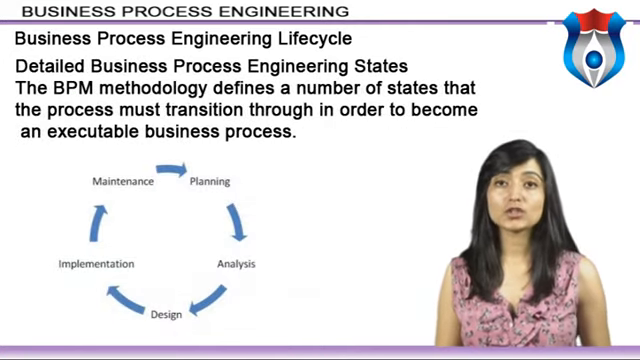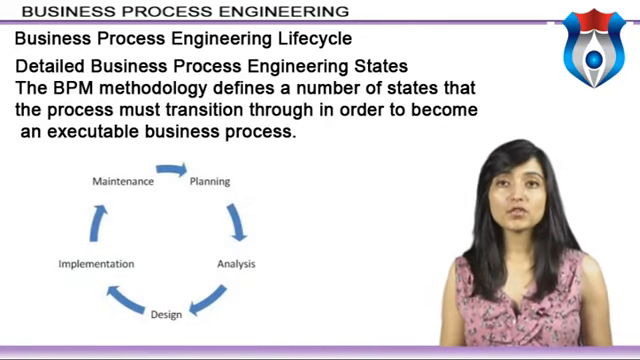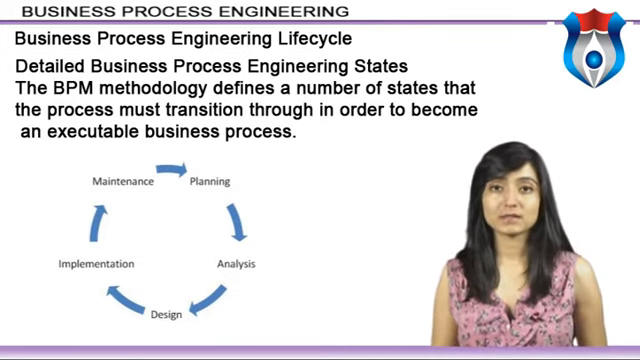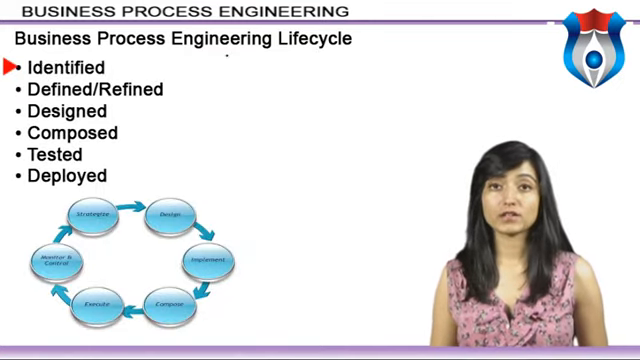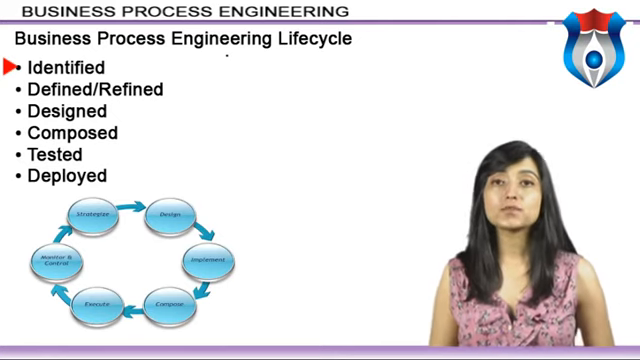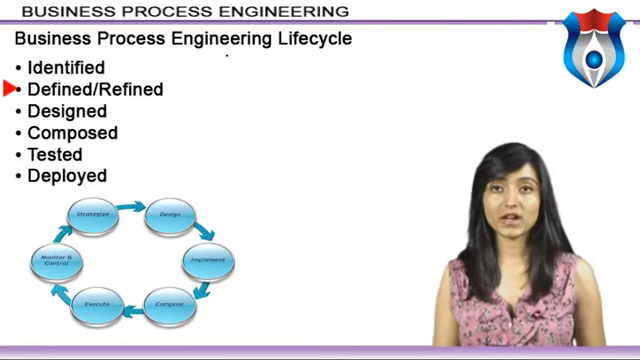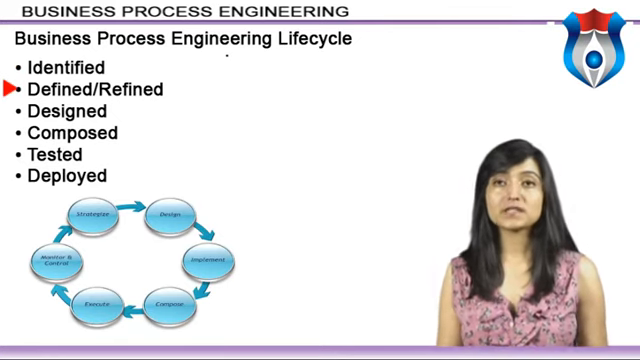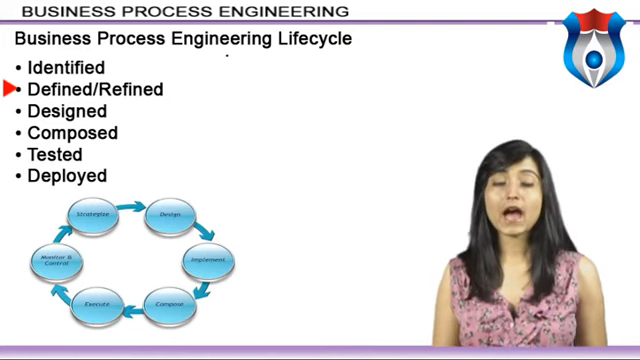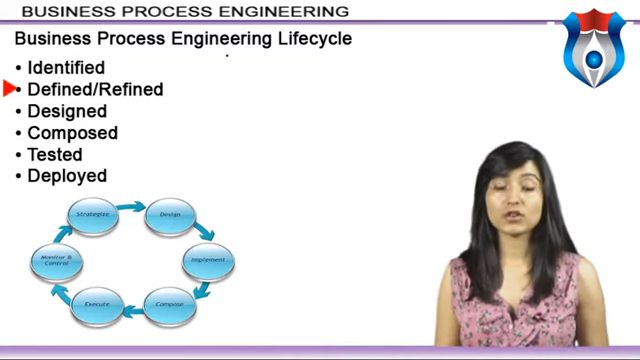The BPM methodology defines a number of states that the process must transition through in order to become an executable business process. Identified. The process has been selected for modeling and automated process management. Defined, refined. The business aspects of the model have been captured, modeled, and refined to a sufficient level to support this iteration of process optimization.